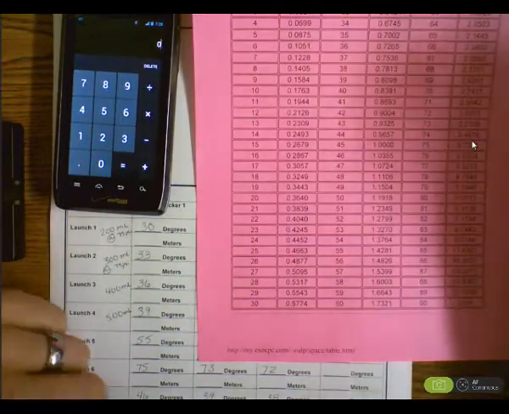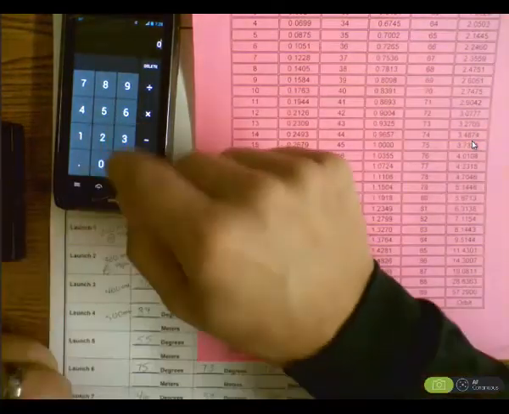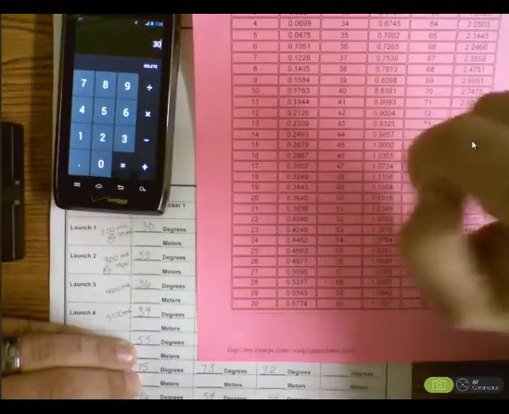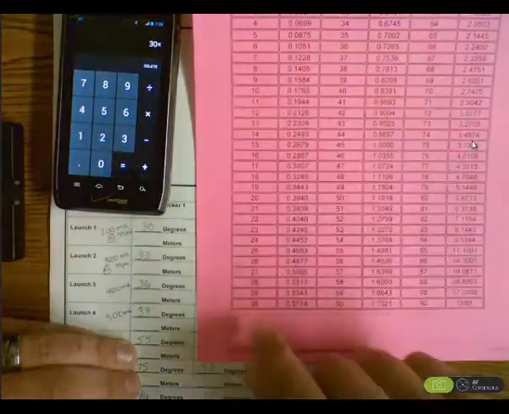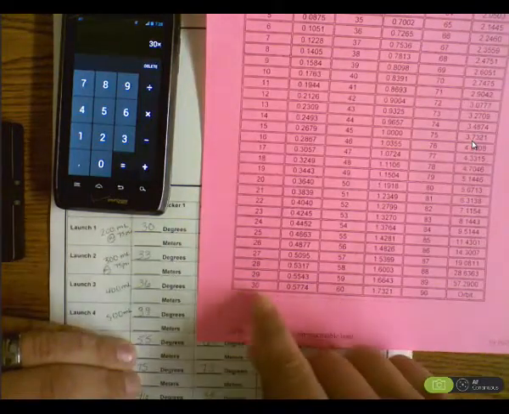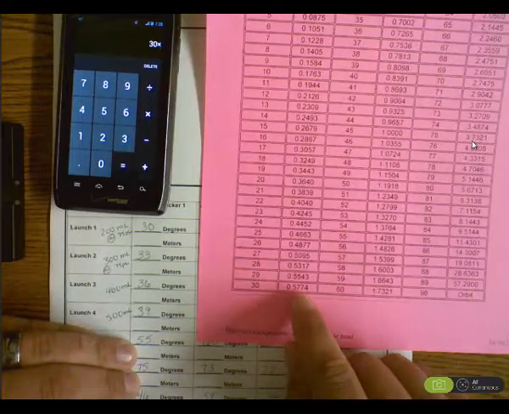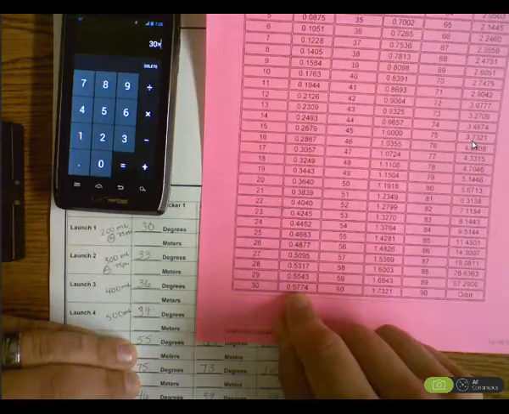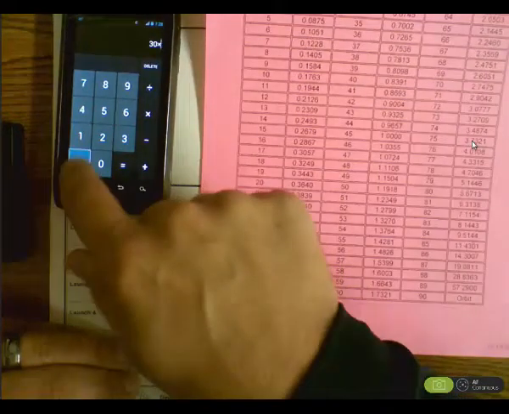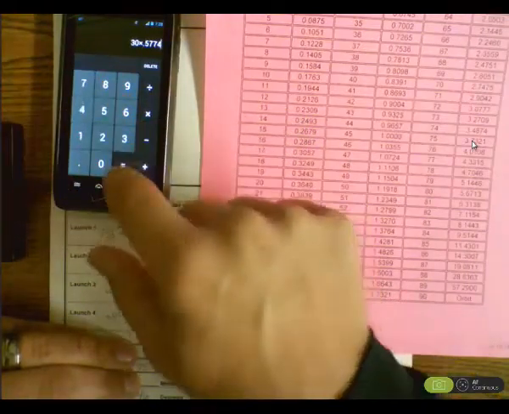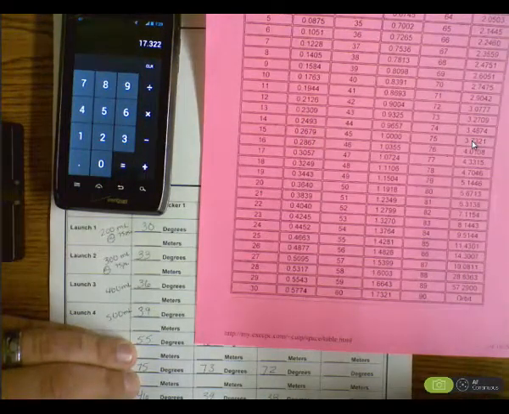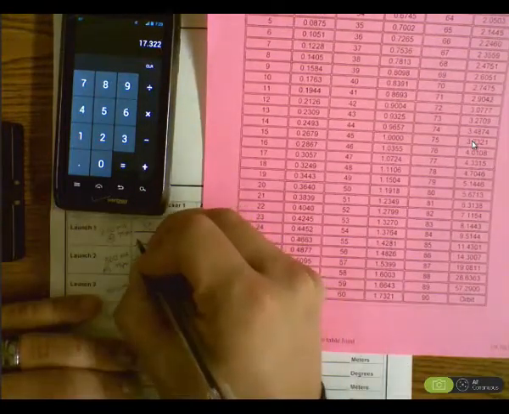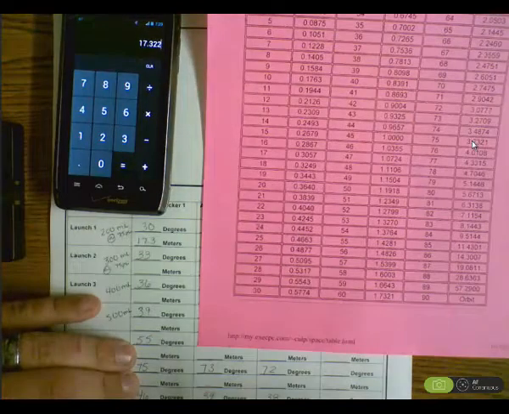So again, I'm 30 meters away from the launch pad if I'm an altitude tracker, so I have 30, and I multiply that by the tangent. In this case it went 30 degrees, so I find 30 on my chart, and I substitute tangent with that number right there, 0.5774. And it gives me 17.32, and I'll just round that to 17.3. So it went 17.3 meters in the air.